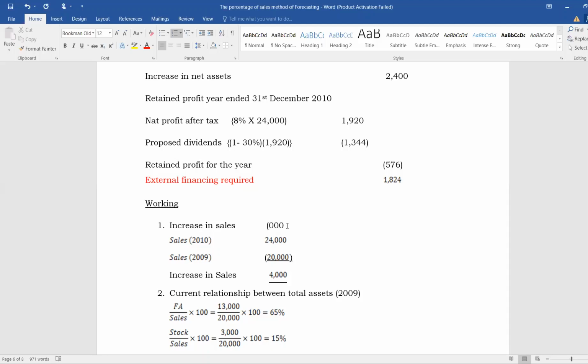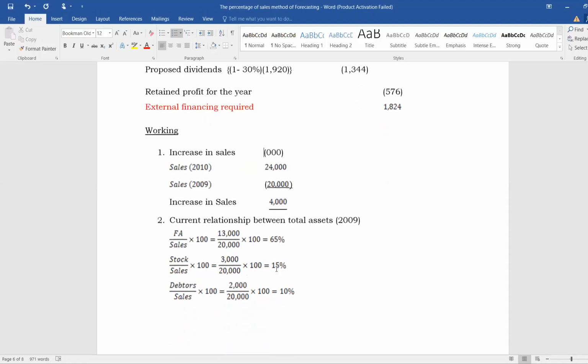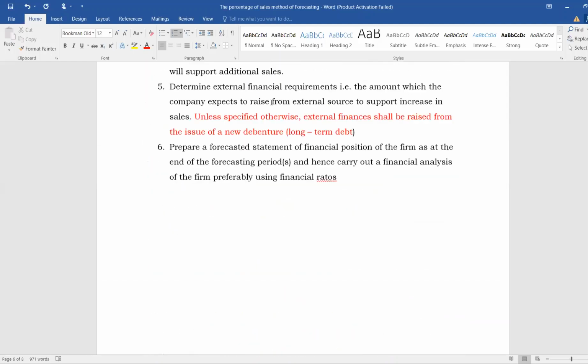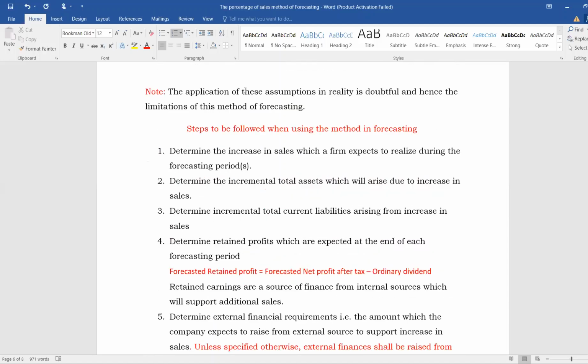Now sales for the year 2010, 24 million. Haven't we seen? Sales for the year 2009, 20 million. So an increase of 4 million, right? That is the first step. Remember that was step number 1? Determine the increase in sales a firm expects to realize during the forecasting period.